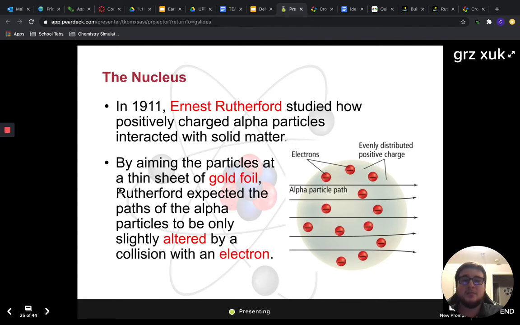And by aiming those particles at a thin sheet of gold foil, what he expected was the paths of those alpha particles to be only slightly altered by a collision with an electron. So he expected these alpha particles to go through, and if they were to hit an electron, maybe it would change their path a little bit, because he knew alpha particles were positively charged, electrons are negatively charged, and they have a little attractive force between them. So he didn't think that they would go straight through, but maybe they would be deflected just a tiny bit.